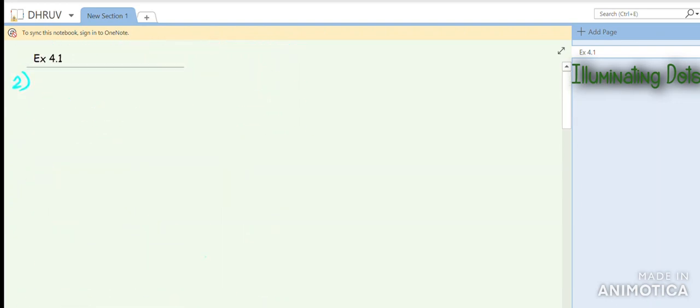The last question now, the fourth one. A train travels a distance of 480 km at a uniform speed. If the speed had been 8 km per hour less, then it would have taken 3 hours more to cover the same distance. We need to find the speed of the train. So we will assume that the speed is x kilometer per hour, and the distance, which will be the same for both cases, is 480 kilometers.